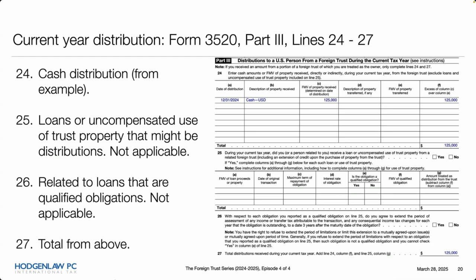And line 27 is your total. So we have $125,000 of a trust distribution from a foreign non-grantor trust to a US beneficiary. And now we have to figure out, what do we do with that $125,000? And to be precise, how much is the US beneficiary going to pay to Uncle Sam for the privilege of receiving that $125,000?